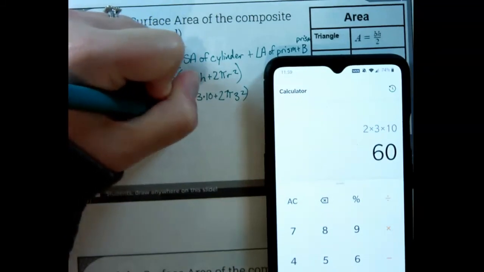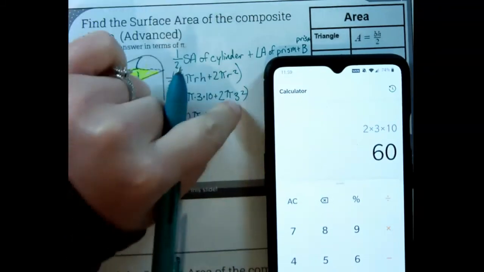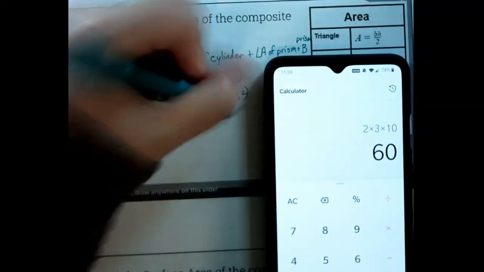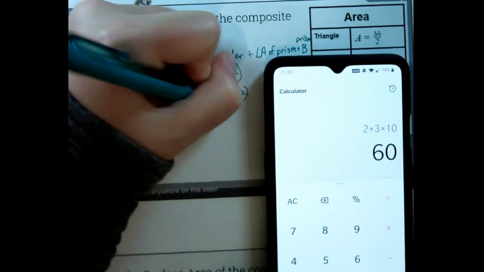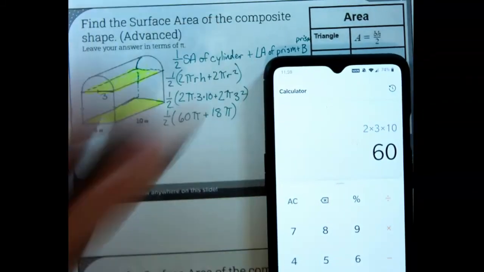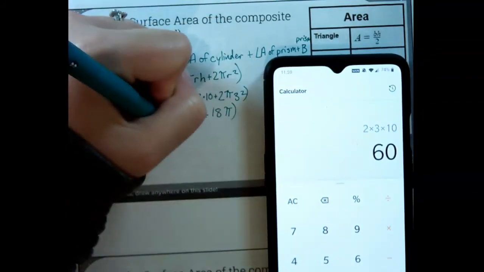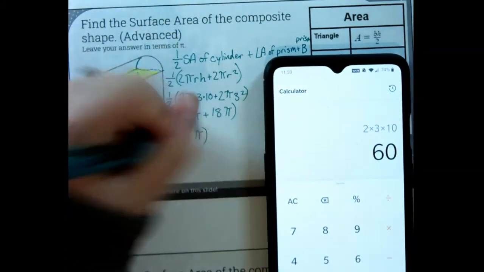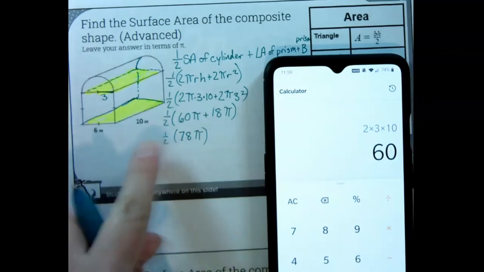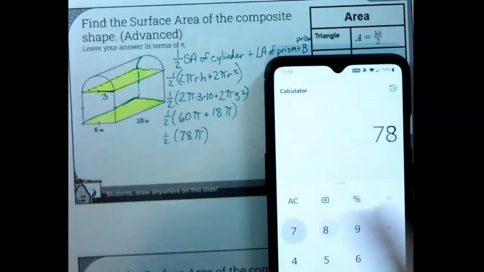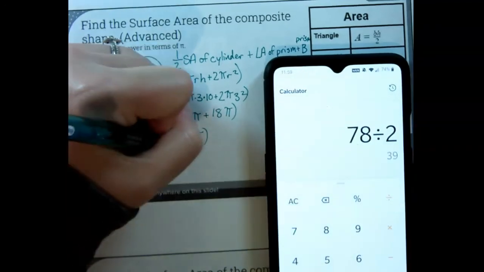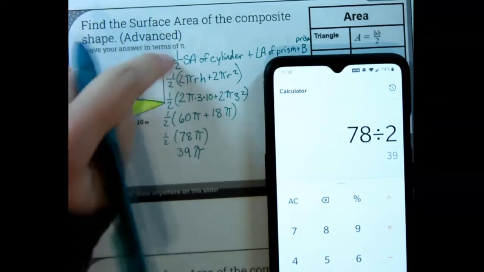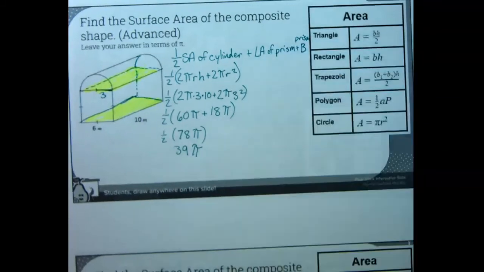So I've got 60 pi over here. I'm going to figure out this one. It's going to be 2 times 9 because that's 3 squared. It's going to be 18 pi. And then when we add those up together, we've got 78 pi. Okay, now we've completely determined that, and now we can cut it in half. So 78 divided by 2 is going to be 39 pi. And now we have half of the cylinder, so that part is done.